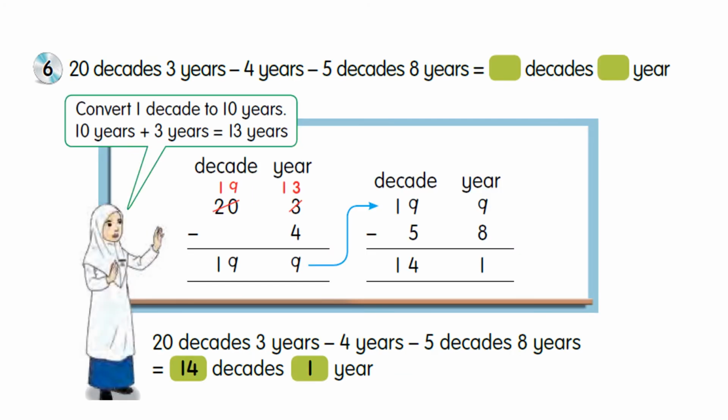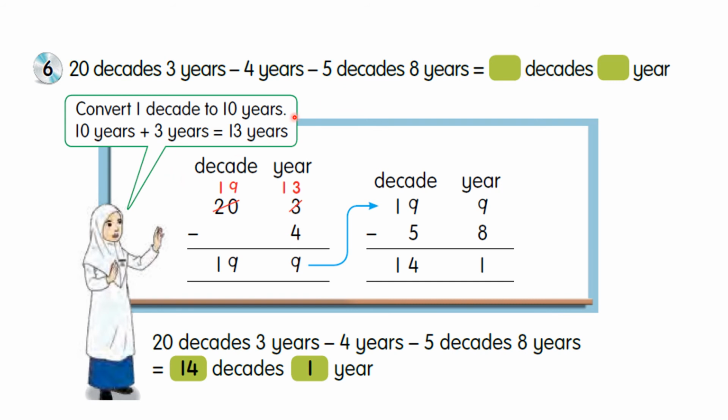This is example number 6. It's decades and years. Okay, children, you recall the formula that teacher taught you, decades and years, right? So convert 1 decade to 10 years. So 1 decade equals 10 years. So just remember that formula. So now we're going to do the question. Look here. 20 decades, 3 years, minus 5 decades, 8 years.